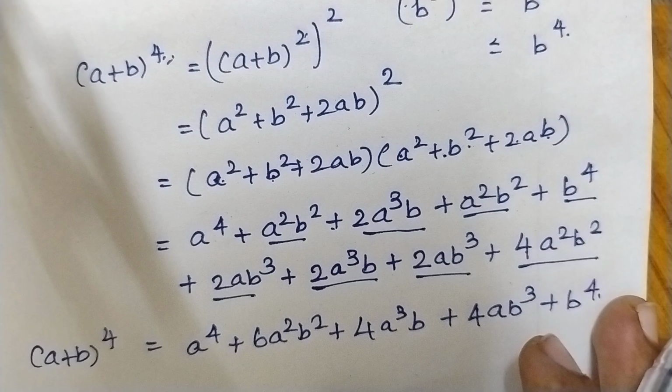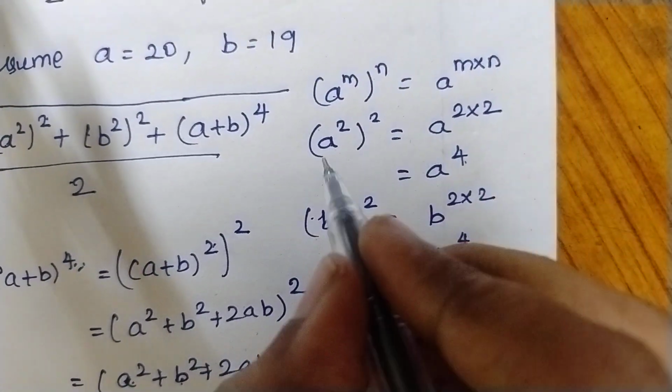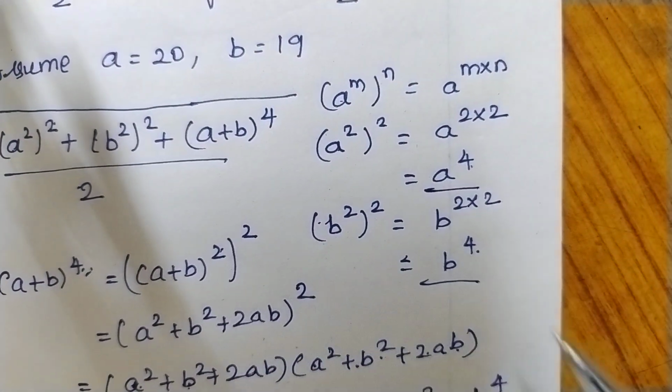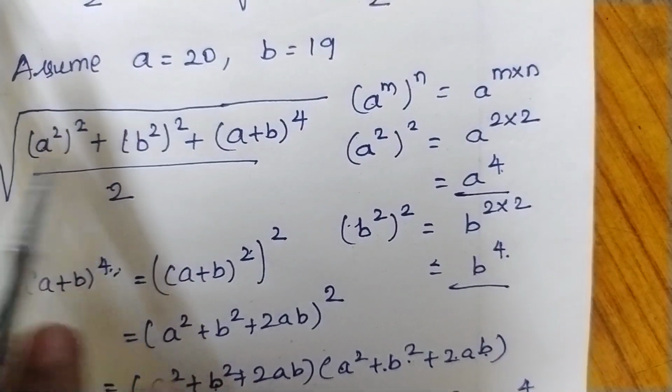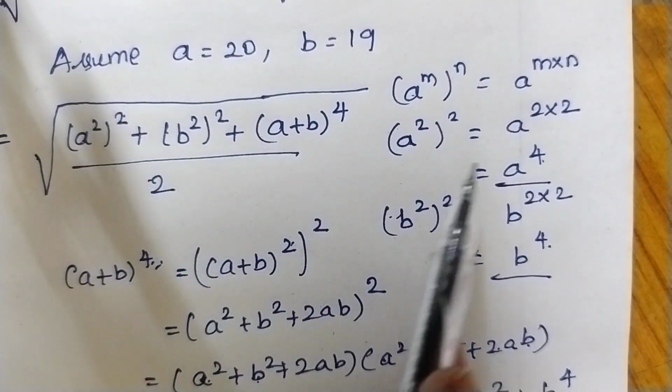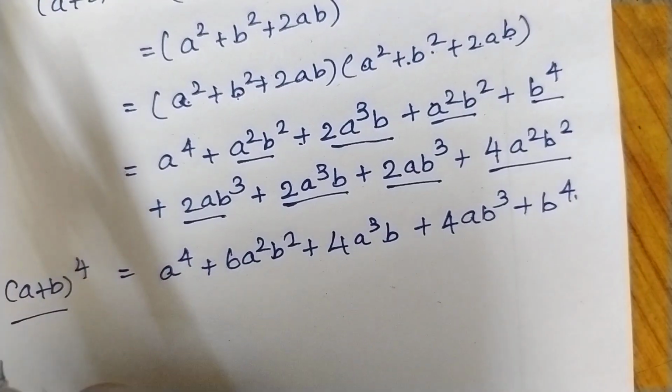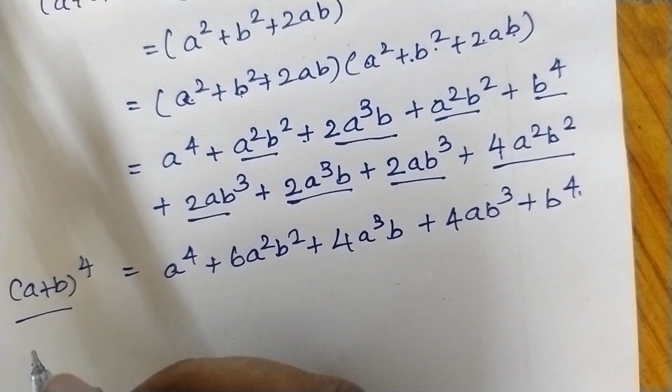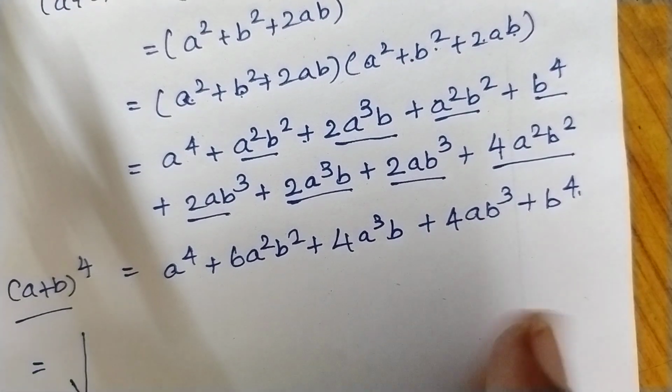So now I am going to substitute this and this and this in this equation. So A square the whole square can also be written as A power 4. So therefore, which is equal to, I am going to write here root of A power 4 plus B power 4.